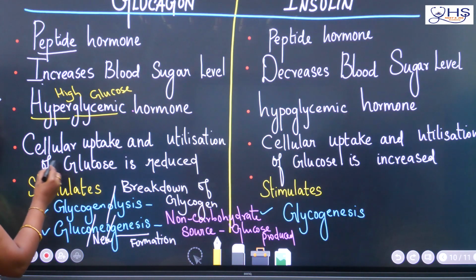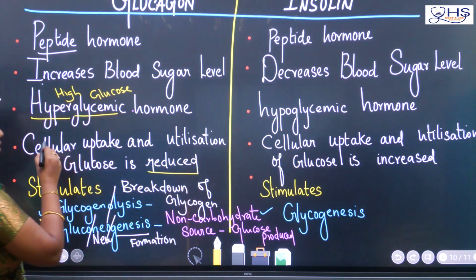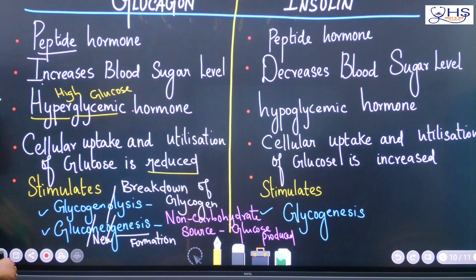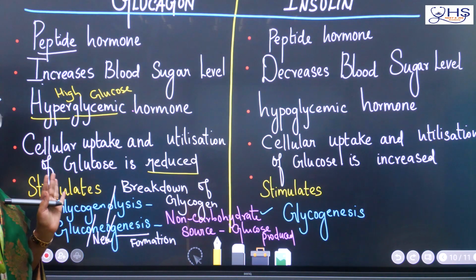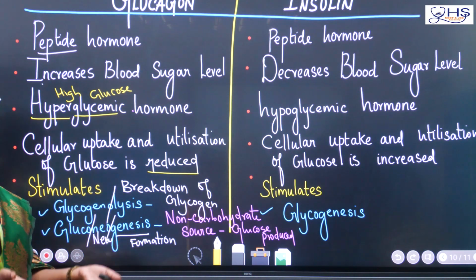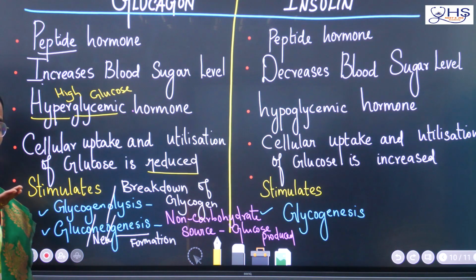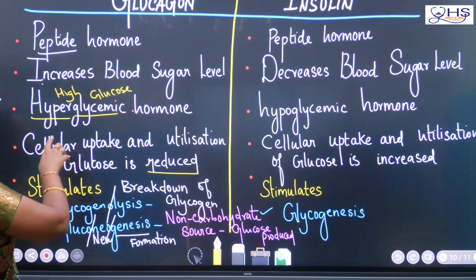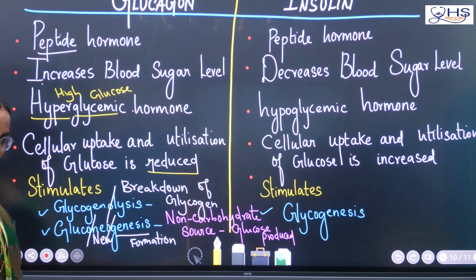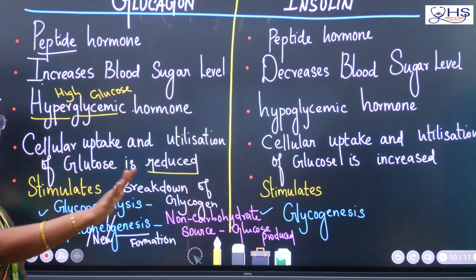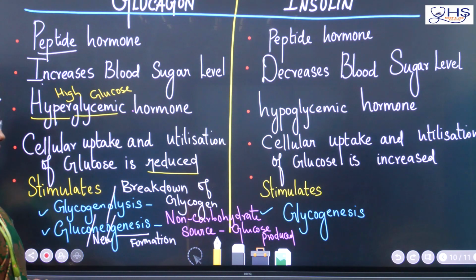It also reduces the cellular uptake and utilization of glucose. If your cell is using the glucose, then what happens to glucose level? Decreases. Very good. If your cell is not at all using the glucose, then the glucose will remain in the circulation and the glucose level will increase. So, here the uptake and utilization is reduced so that the glucose will remain in the circulation. Did you understand?